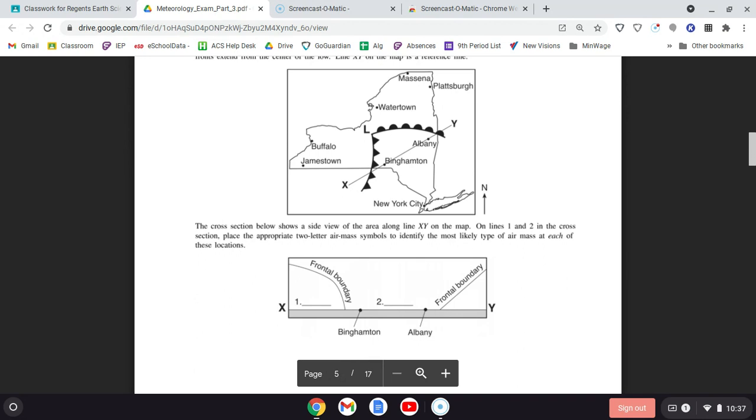On lines 1 and 2 in this cross-section, place the appropriate 2-letter air mass symbols to identify the most likely type of air mass at each of those locations. Do you have to say if it's like a numerical top or? Yep, they're looking for air mass symbols. So those are, of course, on page 13. So you just have to decide, looking at those reference tables, what would X be and what would Y be?